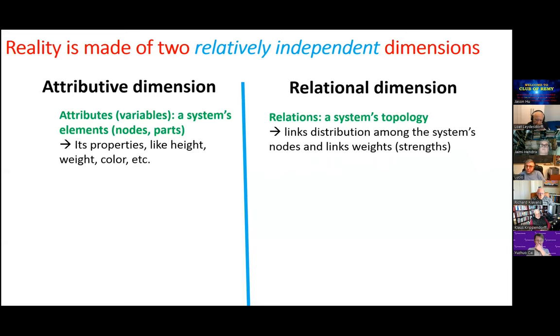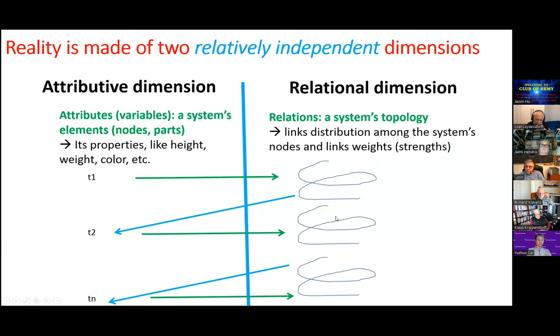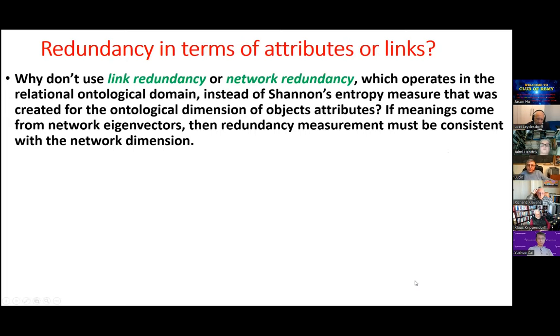Of course, they are relatively independent because they can influence each other; the attributes of an element can influence its connections, so there is a movement like this. But basically, if we are looking at the relations, we should stay on the relational dimension. My point is, why not use link redundancy or network redundancy, which operate in the relational ontological domain, instead of the Shannon entropy measure, which was created for the attributive dimension?